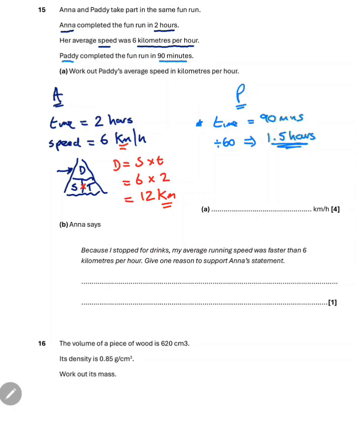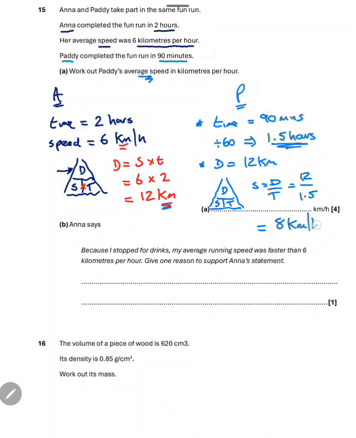It's the same fun run, so Paddy's distance will be the same as Anna's, which is 12 kilometers. And what we're trying to work out is Paddy's speed. So I'm going to draw my formula triangle again. Speed is distance divided by time. Let's write that down, which is 12 divided by 1.5, all on a calculator. We get 8 kilometers per hour.